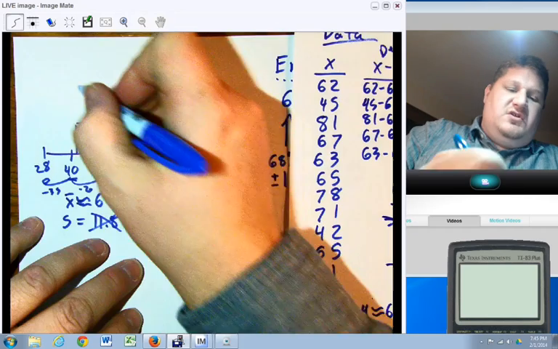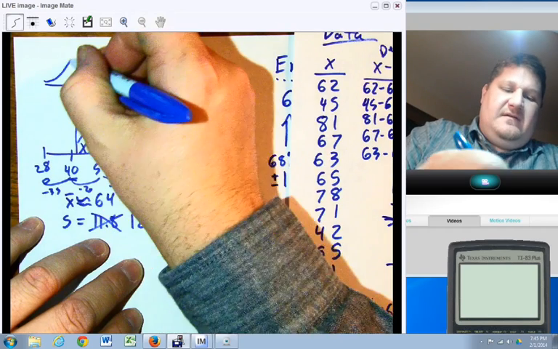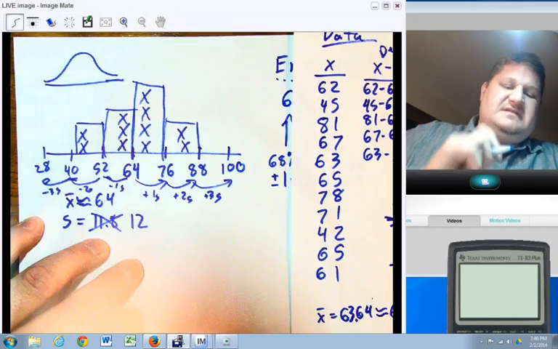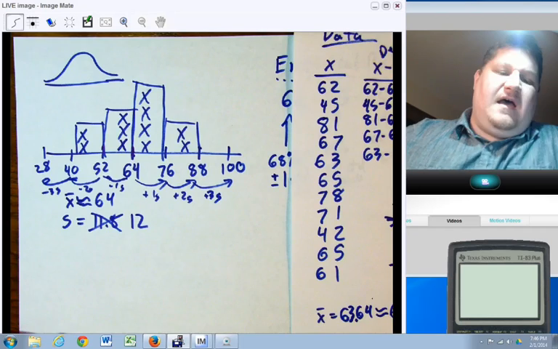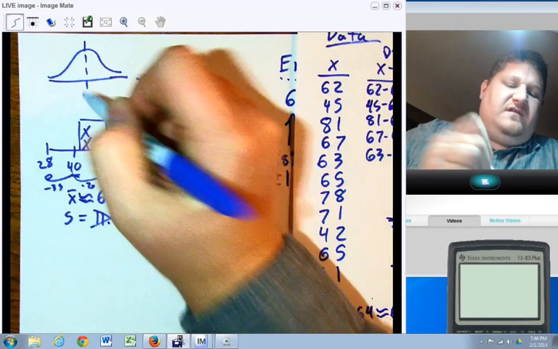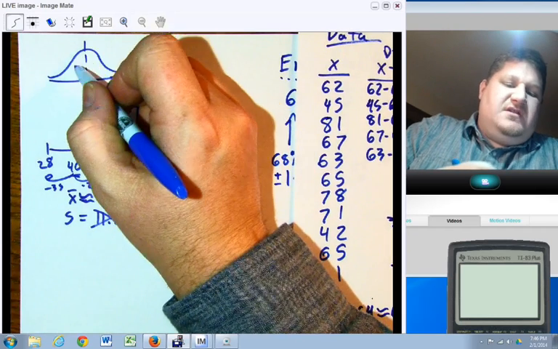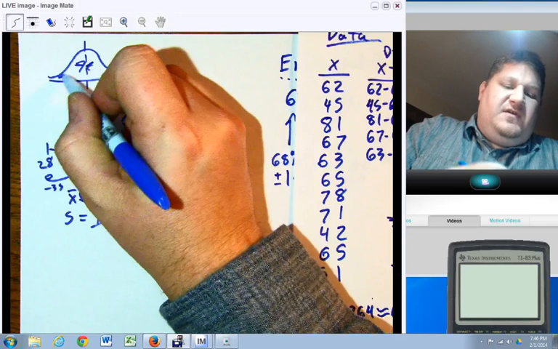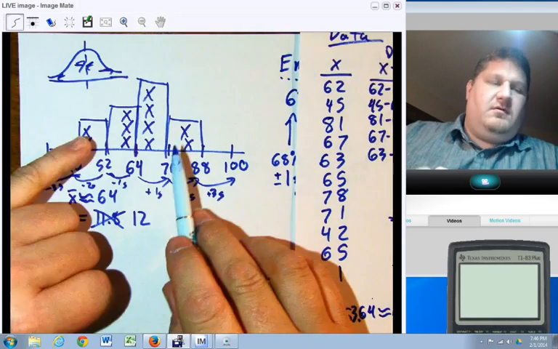You'll notice we're starting to get, even with just 11 pieces of data, a sense of that bell curve, where it is balanced somewhere, most in the middle, but a few on each end. And that's what we're getting here.